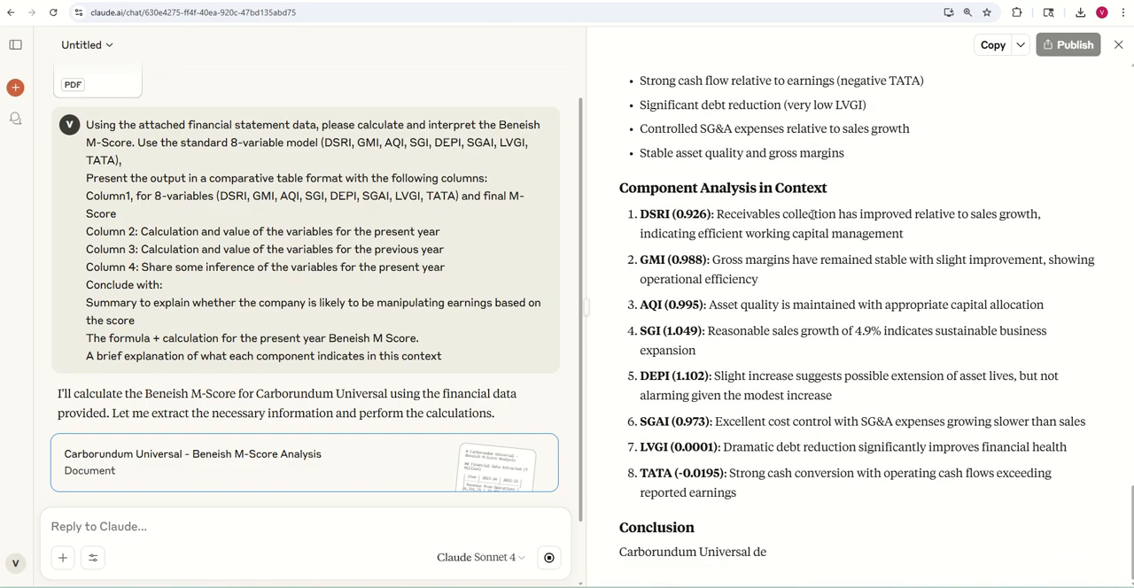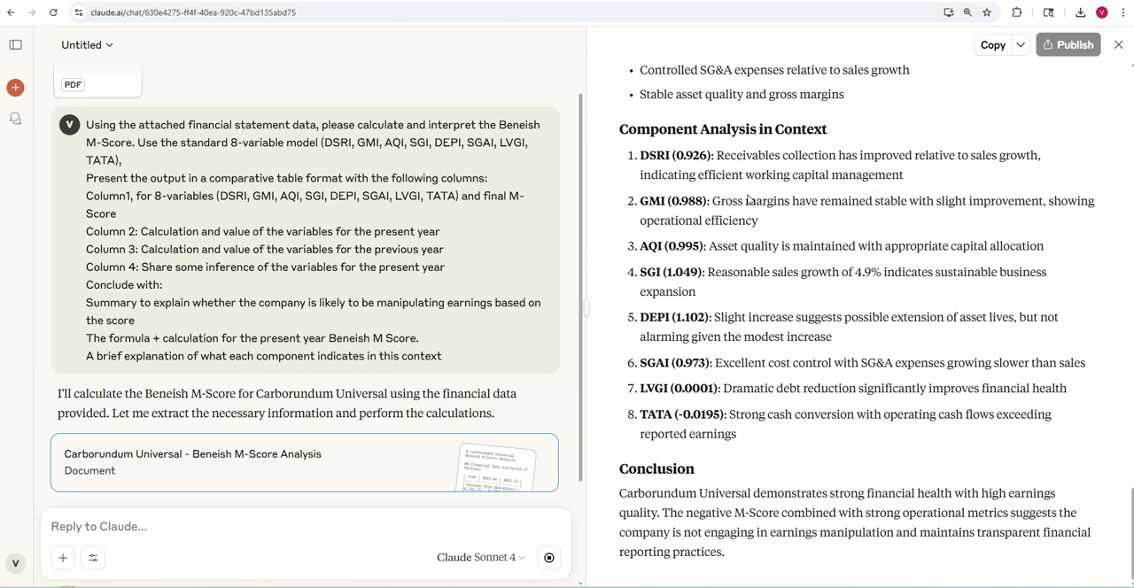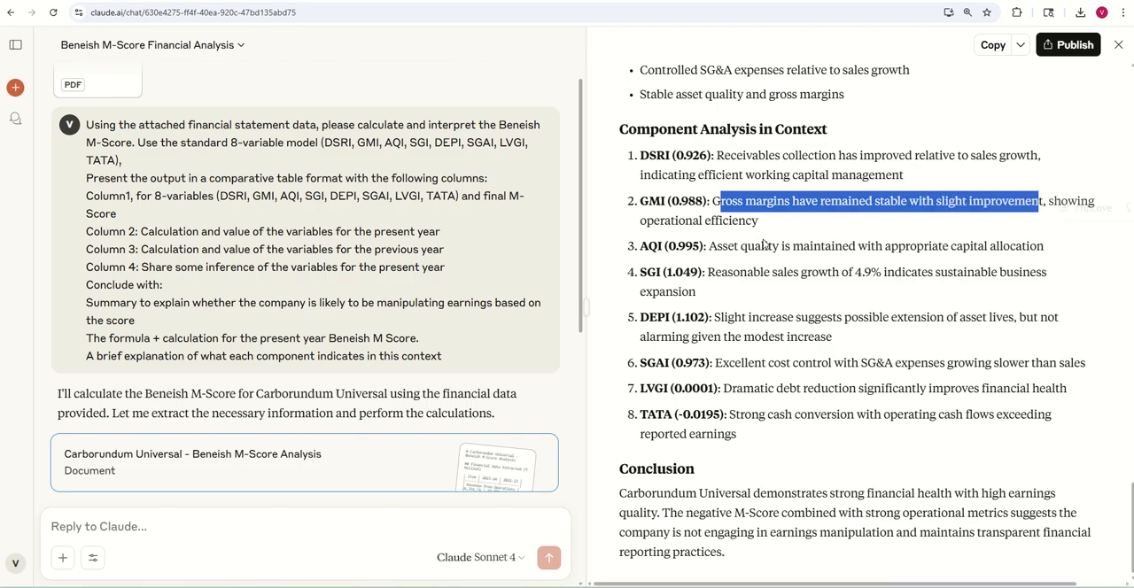So there are several positive indicators and variables in context. What does each of these numbers indicate? Say receivable collection has improved. Gross margin index has remained stable with slight improvement, showing operational efficiency.